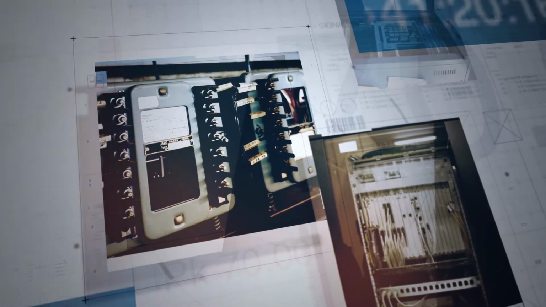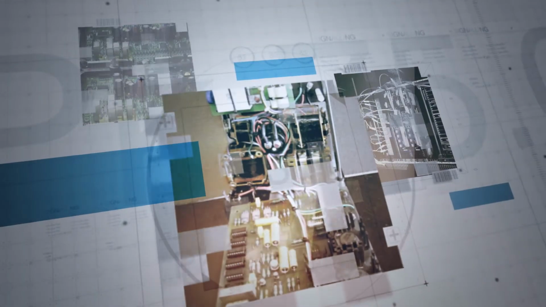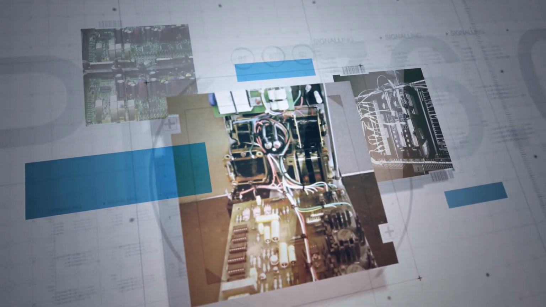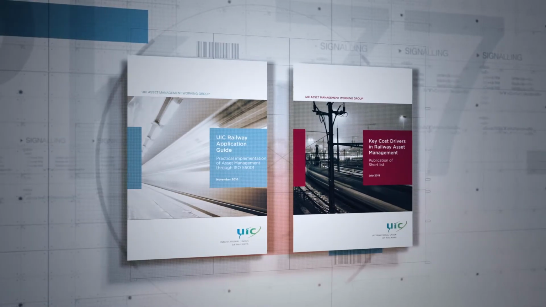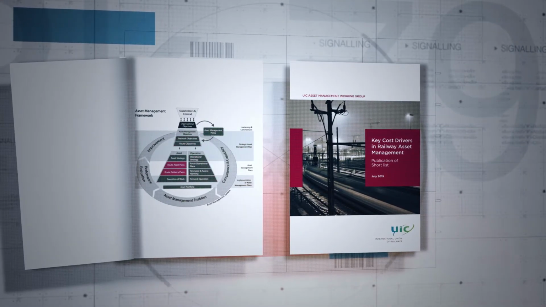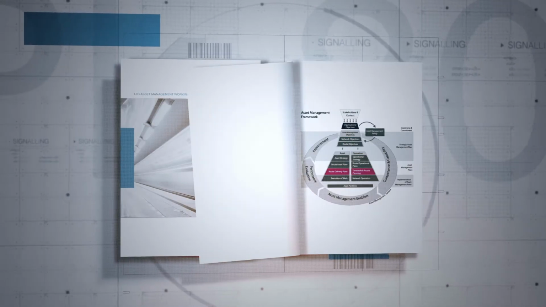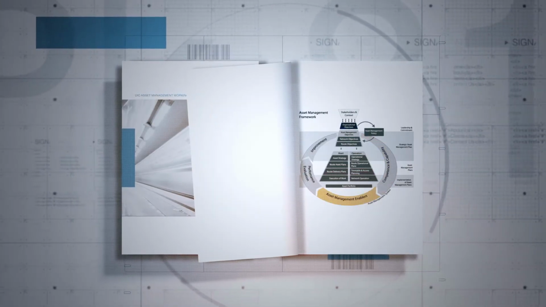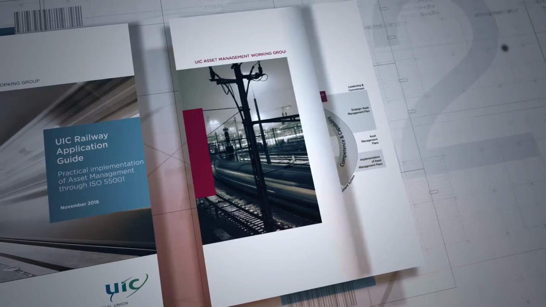A good signalling system is one that is stable and sustainable. These days, however, system components are electronic and have a reduced lifespan. How long will they last? How do we reconcile obsolescence with system security? To help manage these issues, UIC has developed a guide on implementation of ISO standard 55000 on asset management for railways, including signalling assets.